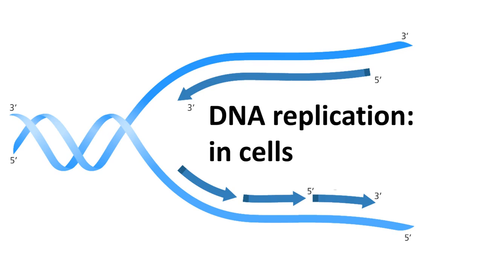We know that to pass the hereditary information to the progeny, any given cell needs to replicate its genome. DNA replication is therefore one of the most fundamental processes in biology. Today, we are going to look at this mechanism in cells.